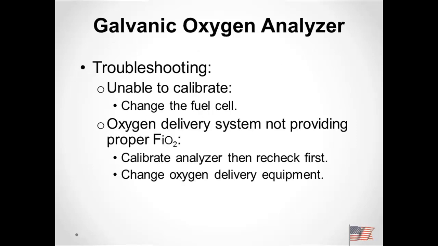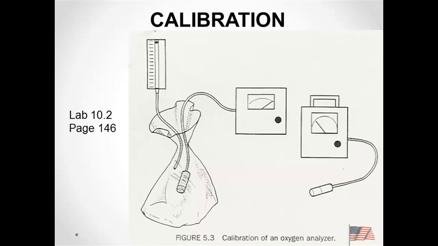So if we can't calibrate it, we need to change the fuel cell. These are designed to be disposable. So I have a little connection. I take it, throw it away, put a new one on, and just screw a new one in. It's a very easy process from a maintenance standpoint. Either it works or it doesn't work. When it doesn't work, we throw it away. If it's not providing the proper FiO2, then I would try to calibrate first. And if it didn't work, then I could go ahead and get a new fuel cell, and maybe something is wrong with the delivery system itself.